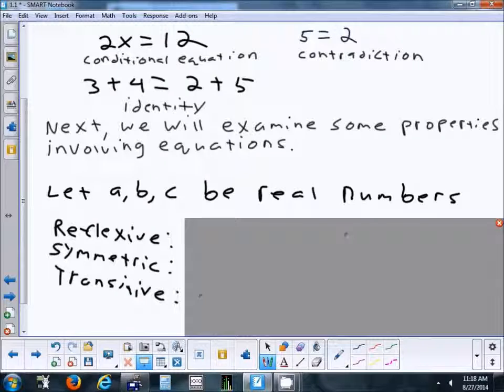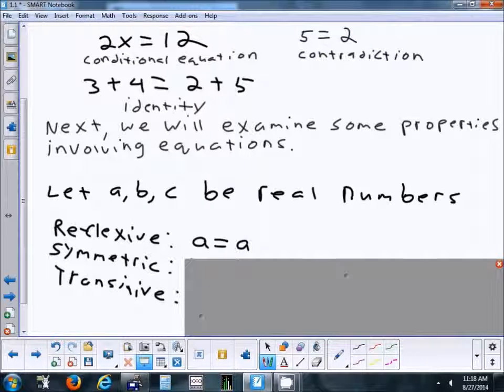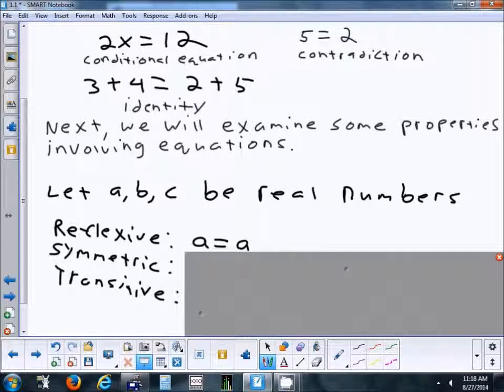No? So the reflexive property is when something equals itself. That's reflexive, like A equals A. You see this a lot when you're proving 2 triangles congruent and they share a side. That's when you see reflexive come up.